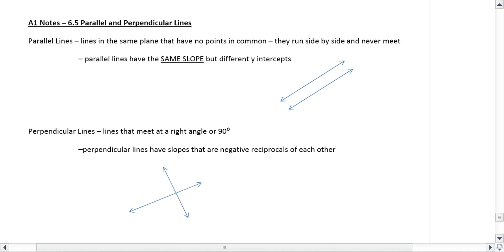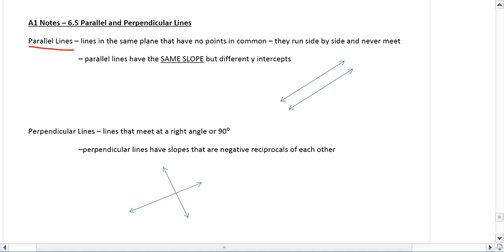This video is for Algebra 1, Chapter 6, Section 5, Parallel and Perpendicular Lines. In this section, we're going to be discussing the relationship between slope and parallel and perpendicular lines. We're also going to learn how to write the equation of a parallel line given a line that it's parallel to just by looking at their differences, and the same thing with perpendicular. So let's start by defining those two terms.